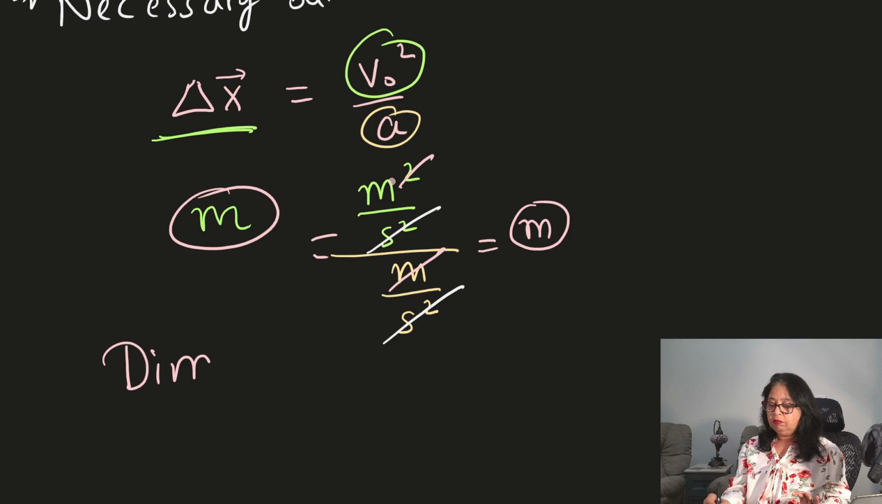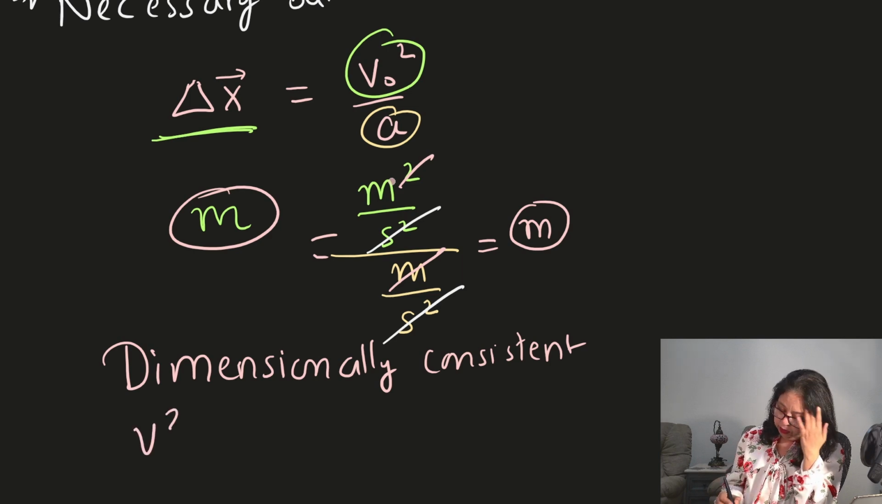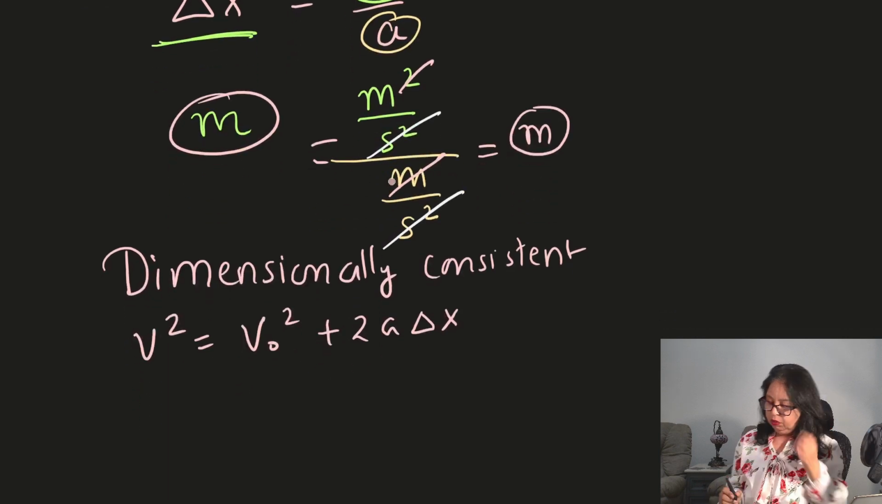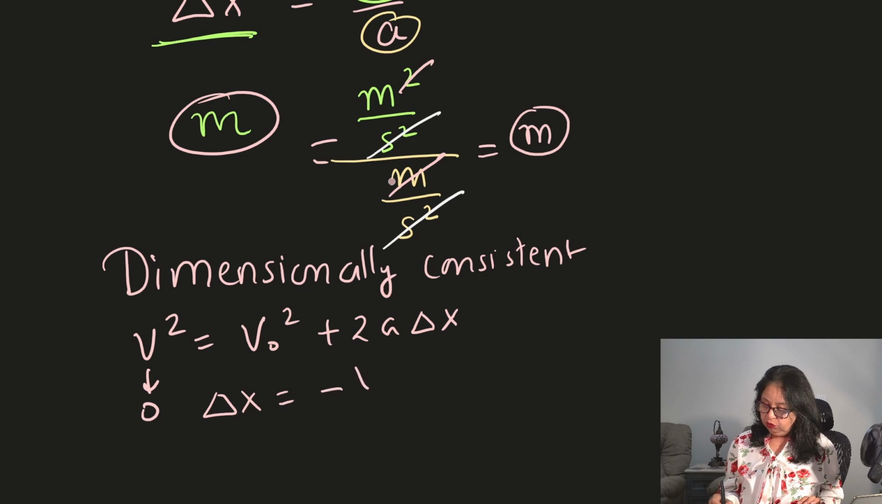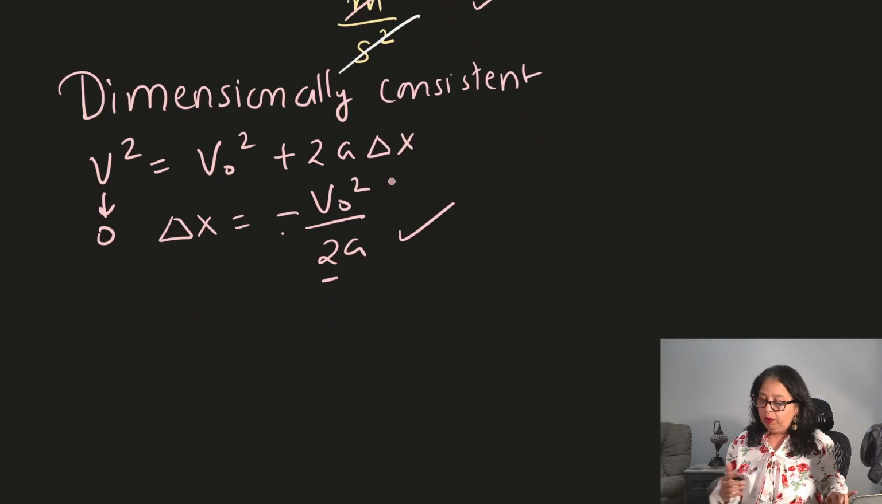So it is dimensionally consistent. Why is it not the right equation? There's this equation, v squared equals v naught squared plus 2a delta x, which is again one of the equations of motion. If we make v squared equal to 0, then we get delta x equals minus v naught squared over 2a. So yes, the equation is dimensionally correct, but you can see that the negative sign is missing and the factor of 1/2 is missing.